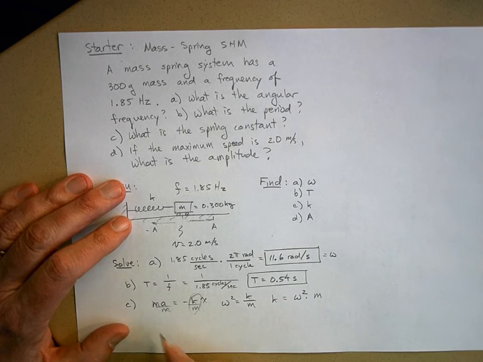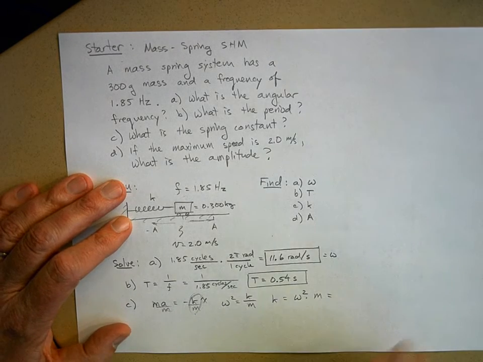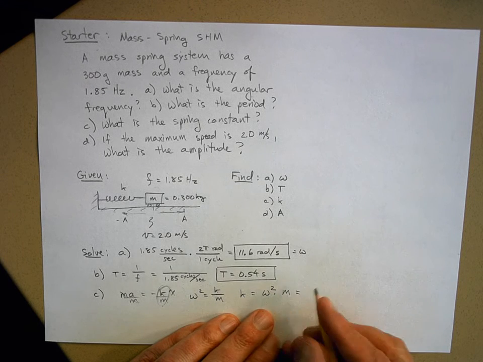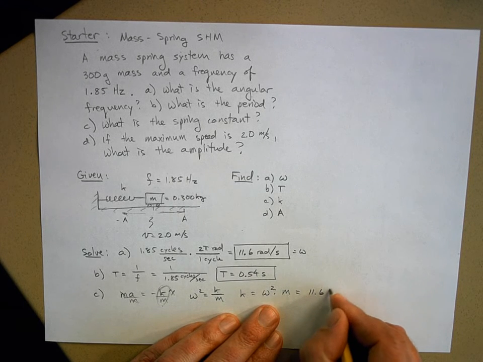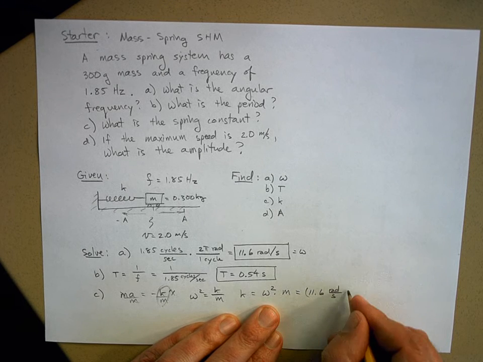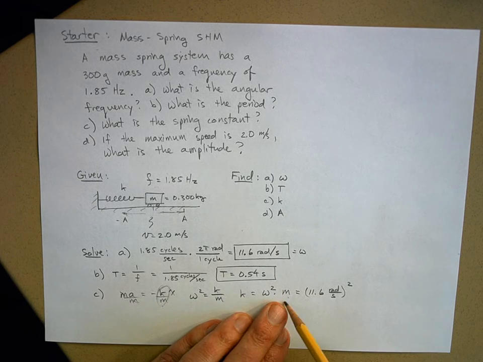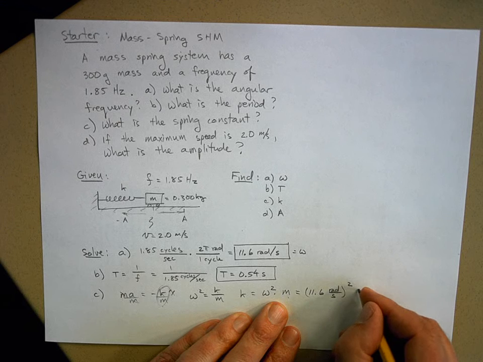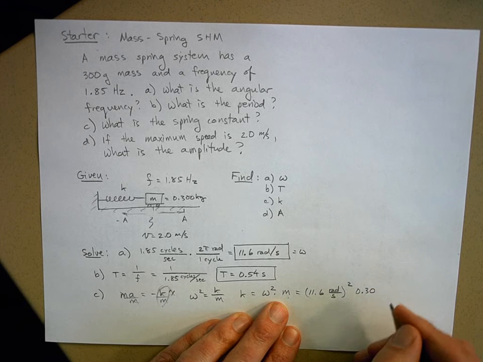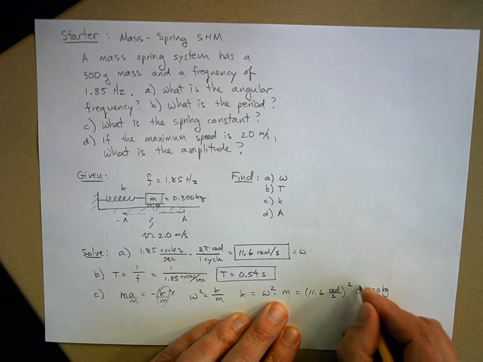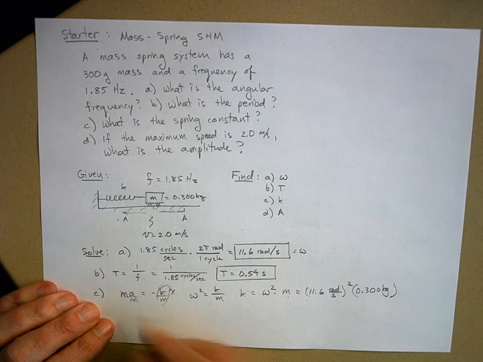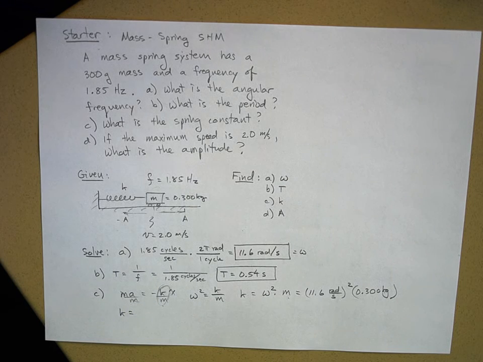And so now I can solve for K. K is equal to omega squared times the mass. And so, how am I doing? Yeah, good. So we have omega, 11.6 radians per second. We're going to square that and then times the mass. And the mass is given to be 0.3 kilograms. And so when I go through the arithmetic, I get 40.4.